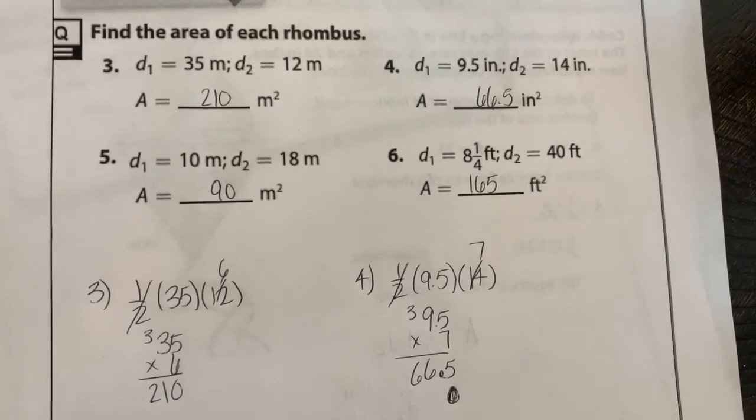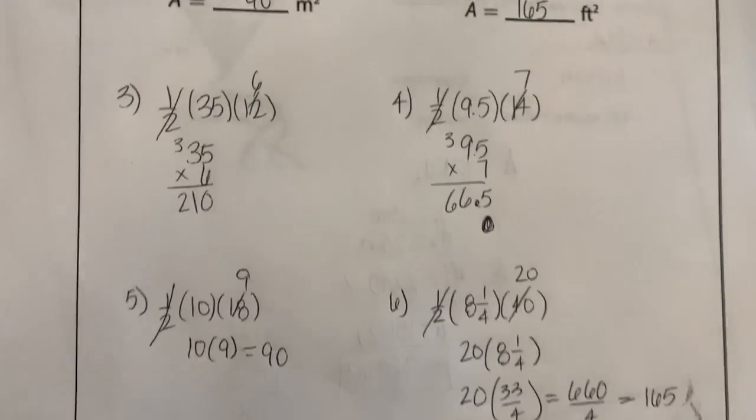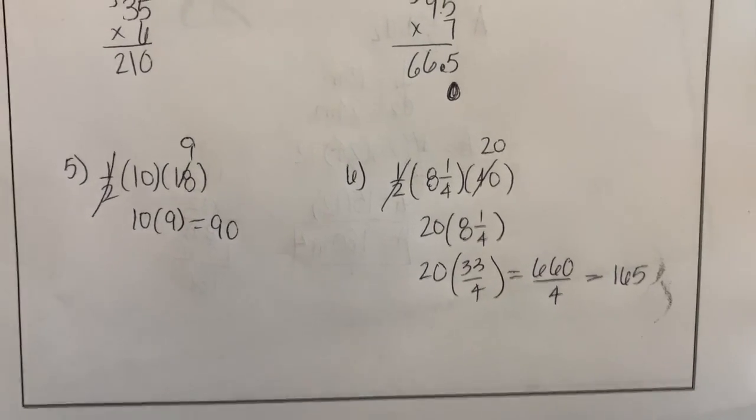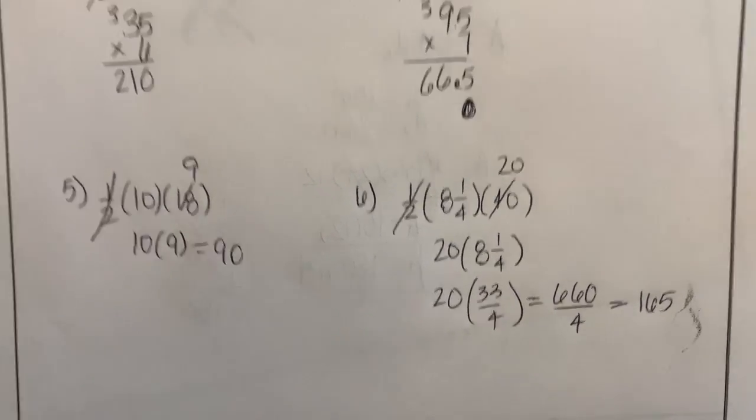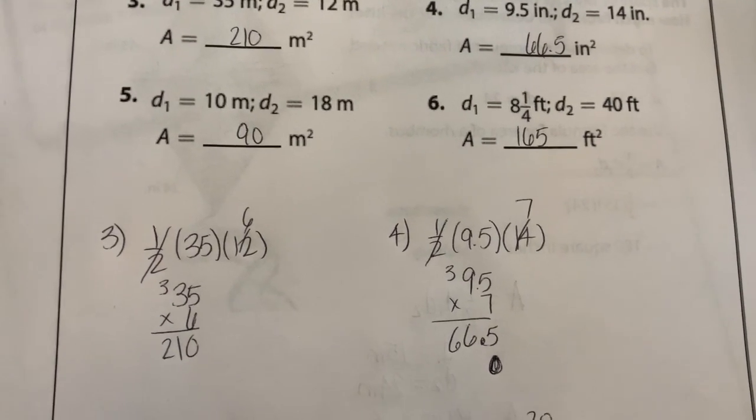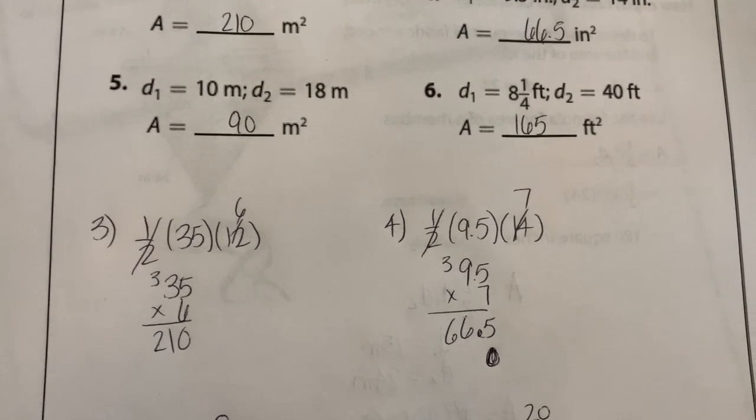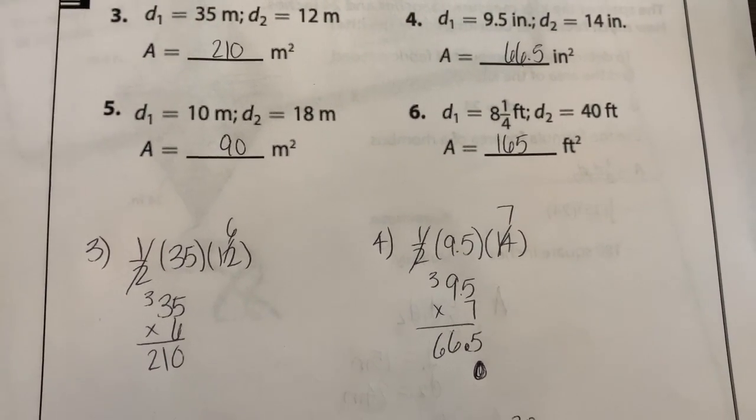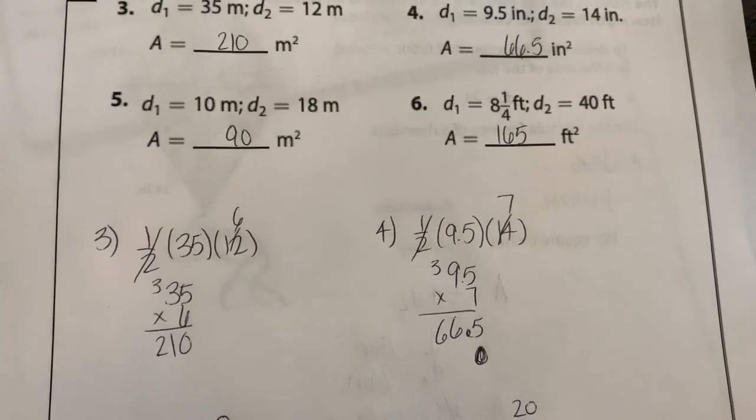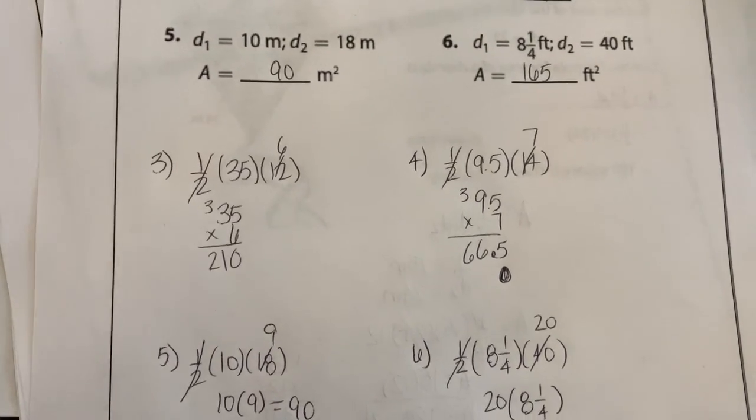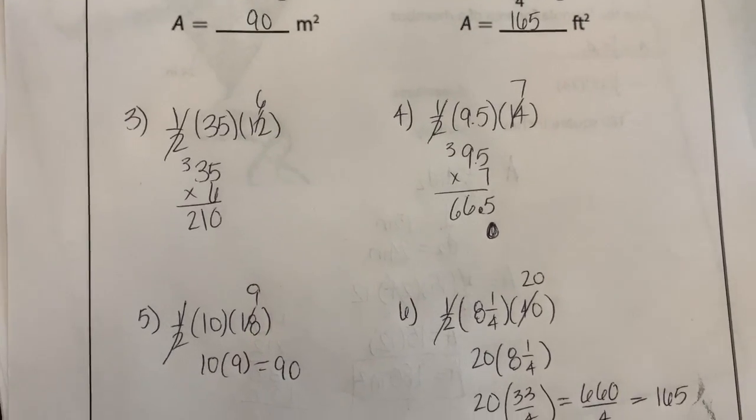All right, so here's the solutions. So I used the 1/2 trick for all of them. The last one was a little bit involved, but you can do that one whichever way you prefer. So for number 3, I got 210. I did half of 12 and then multiplied that by 35. Number 4, 66.5. Did half of 7 and multiplied that by 9.5. Number 5, got 90. That one was super easy. I took half of 18 and then it was just 9 times 10.